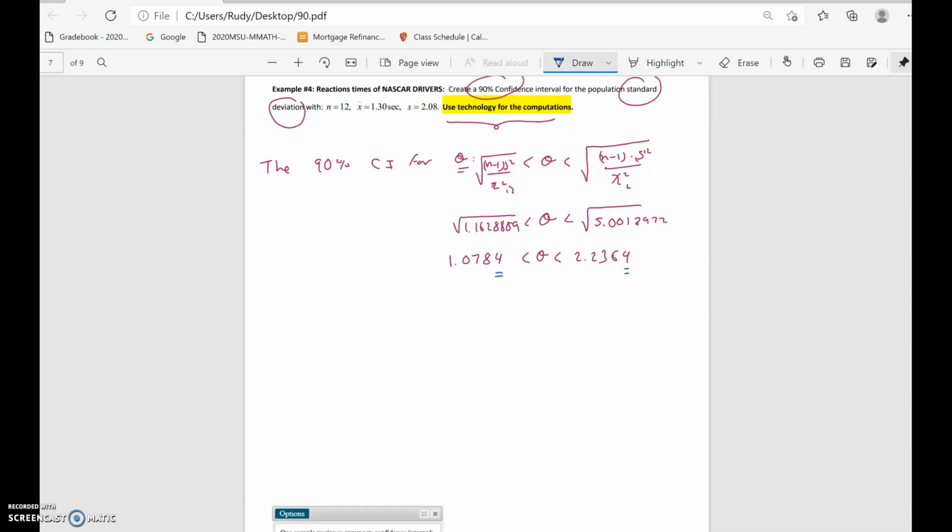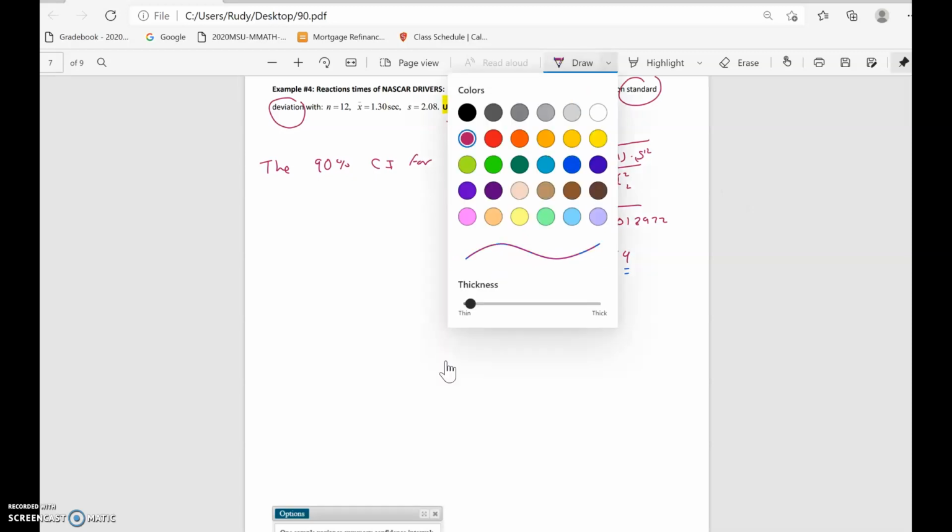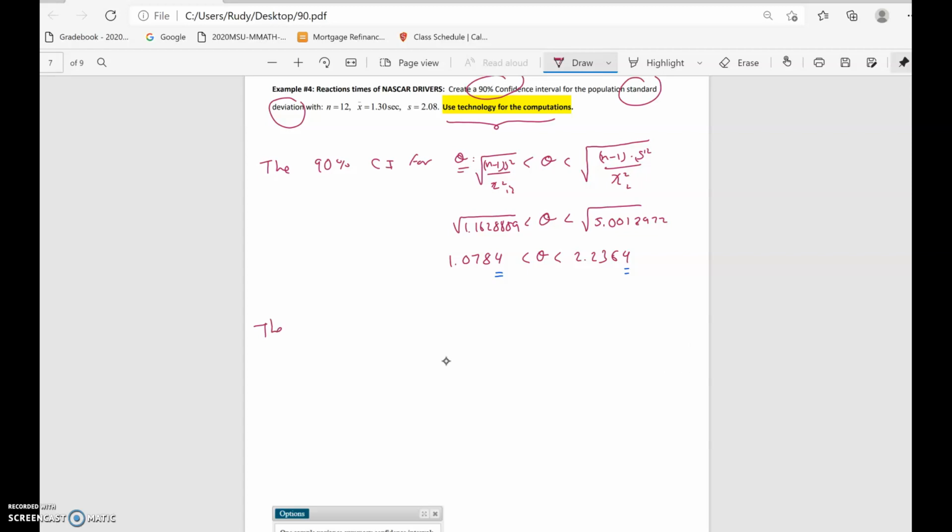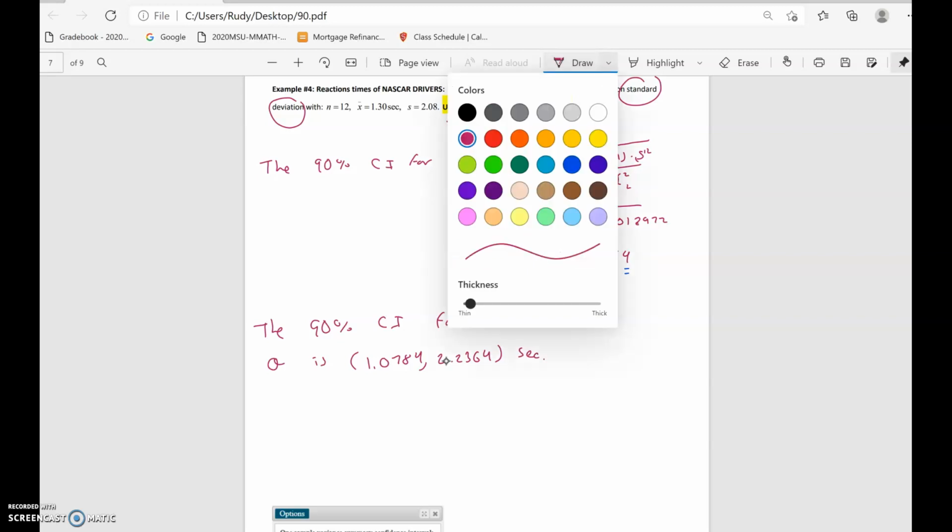And then let me just provide the sentence. In this case, the 90% CI for sigma is 1.0784 to 2.2364. The units are seconds. And that would be it.